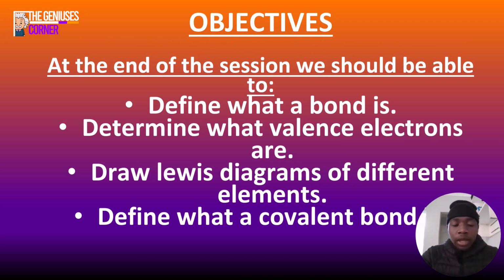Now, before we can get into anything, I just want us to talk about what we must be able to do at the end of this lesson. We must be able to define what a bond is. We must also be able to determine what valence electrons are. We must also be able to draw a Lewis diagram of different elements, and we're also going to be looking at a certain compound, and talk about what a covalent bond is.